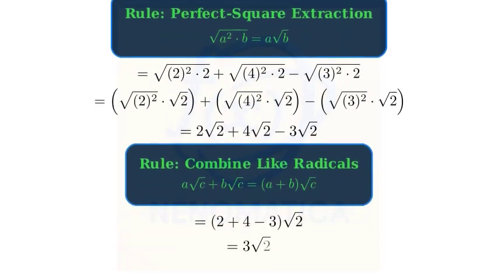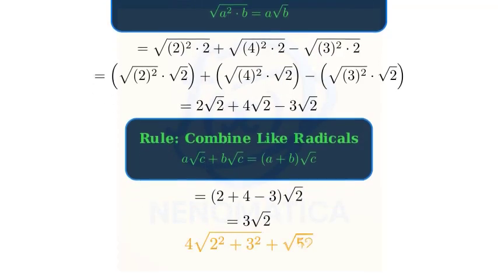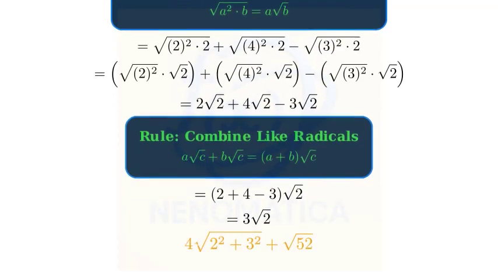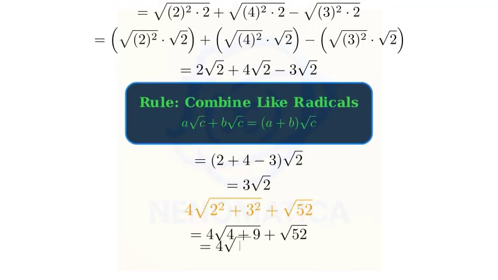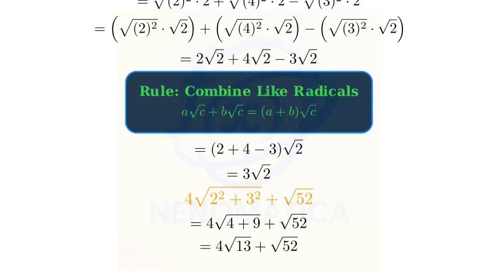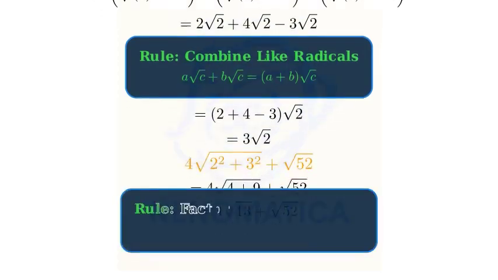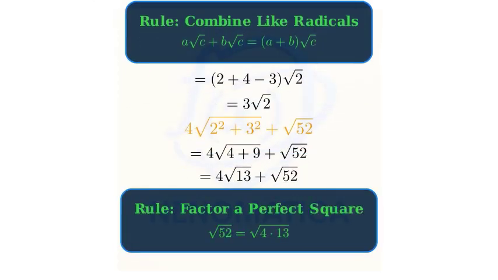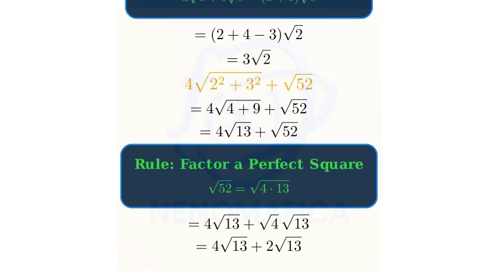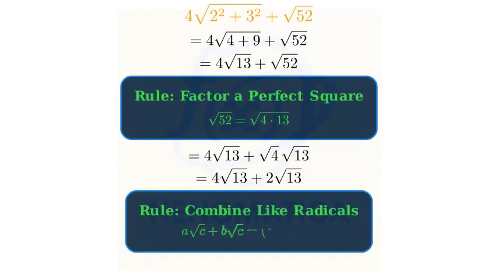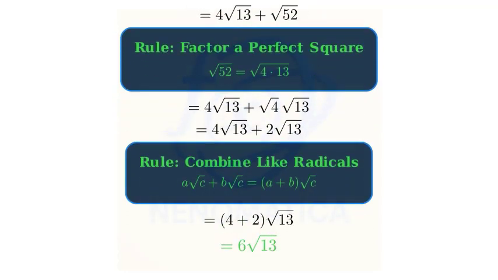Problem 3. Simplify inside the radicals first. 2 squared plus 3 squared equals 4 plus 9. So the expression becomes 4 root 13 plus root 52. Now simplify the second radical using a perfect square factor, 4 times 13. Split it into square root of 4 times square root of 13. That is 2 root 13. So together with 4 root 13, we get (4 plus 2) times root 13, which equals 6 root 13.